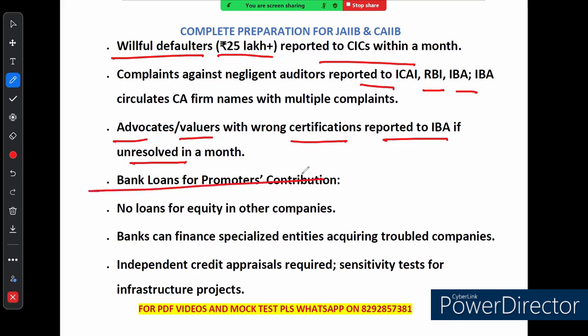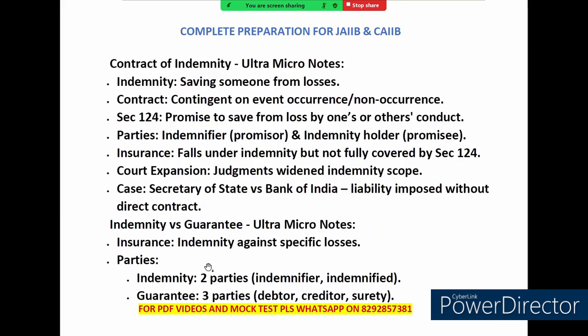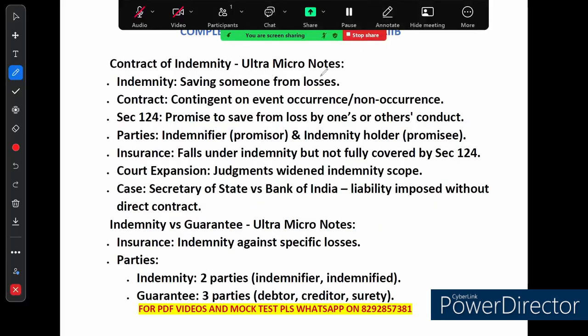Now regarding bank loans for promoter contributions. The banks are not allowed to give loans for buying equity in another company. However, they can finance a specialized company. And next we have the contract of indemnity.